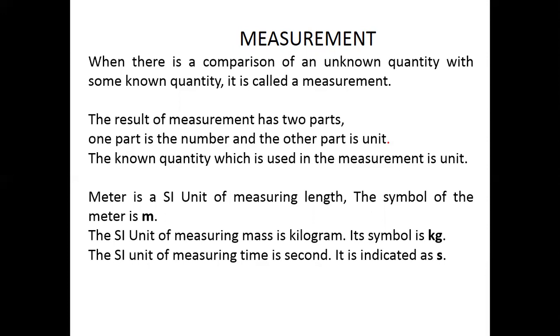Meter is the SI unit of measuring length. The symbol of the meter is m. The SI unit of measuring mass is kilogram. Its symbol is kg. The SI unit of measuring time is second. It is indicated as s.